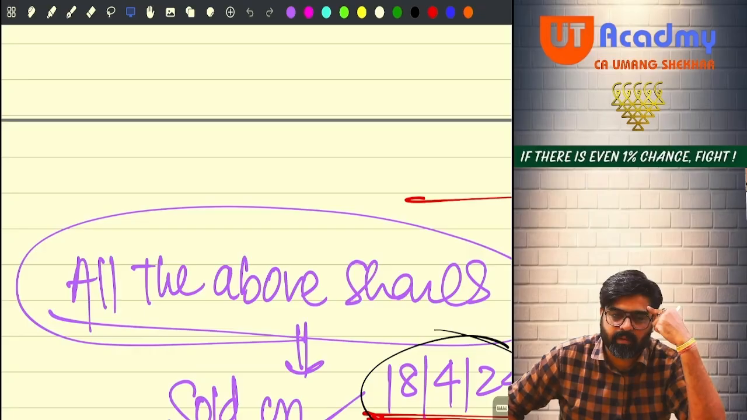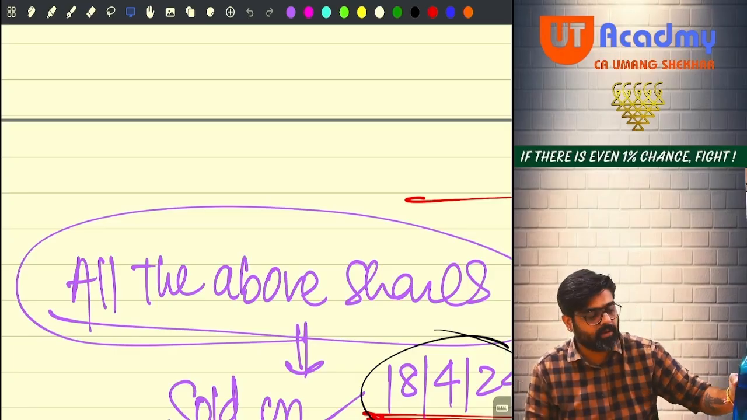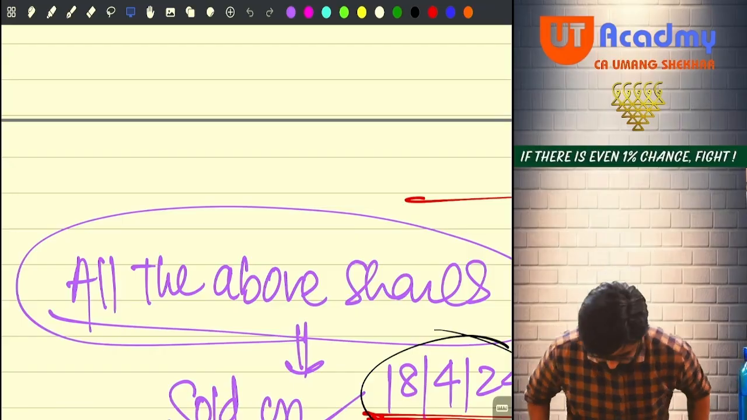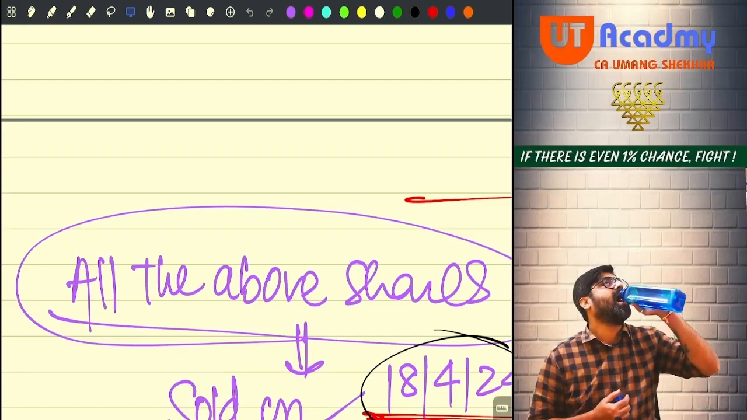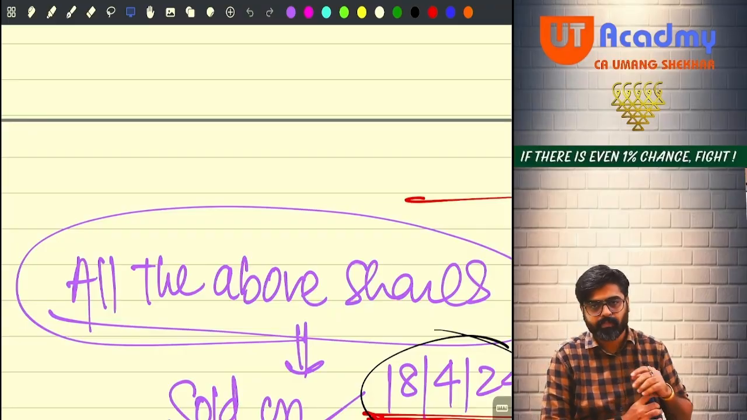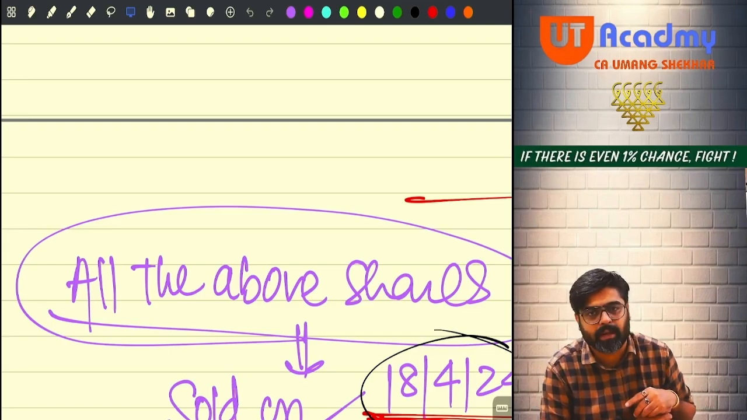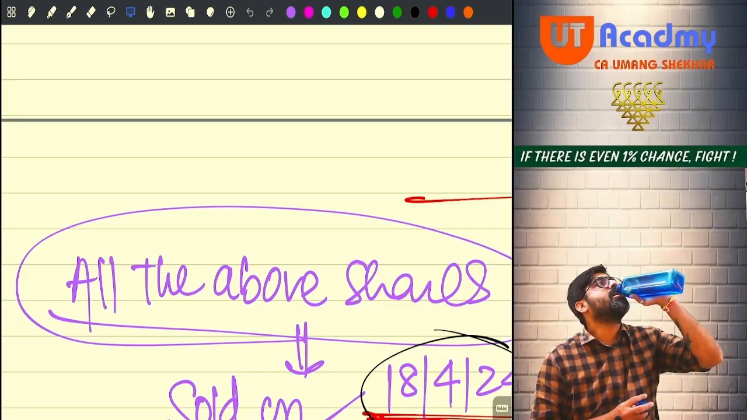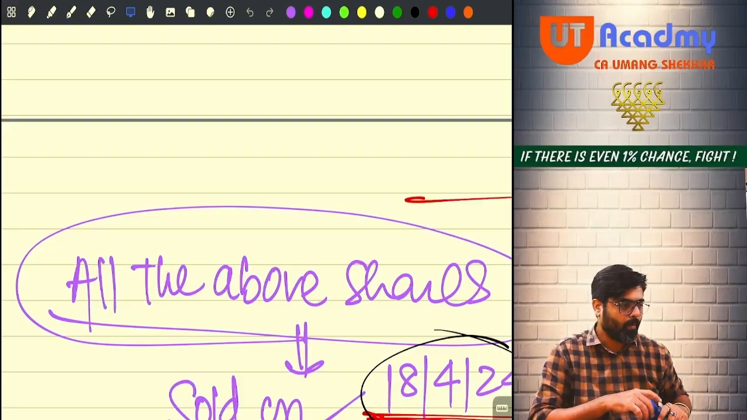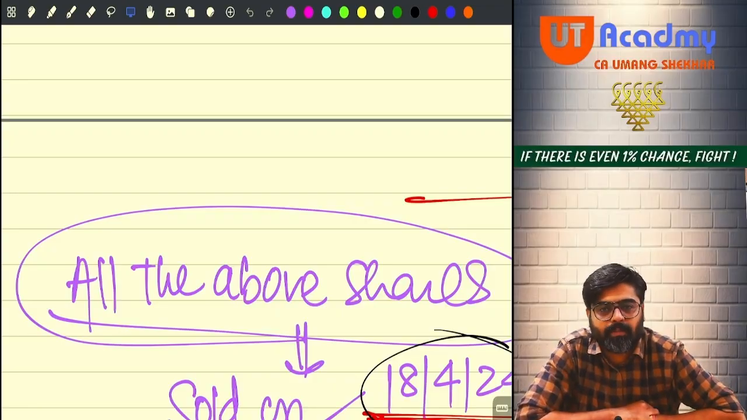If the shares of a same company are acquired in different lots, then each lot will be considered as a separate capital asset. This is an important note.